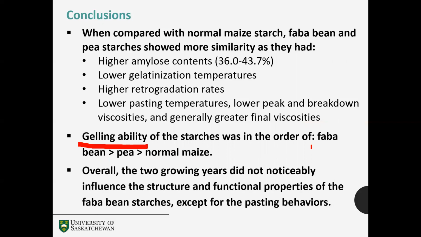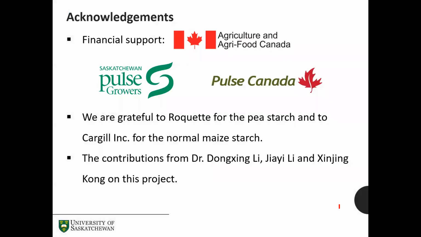Overall, the 2 growing years did not considerably affect the structure and also the functional attributes of the faba bean starches of the 5 varieties, except for the pasting profiles of the Snowdrop and the Snowbird varieties.